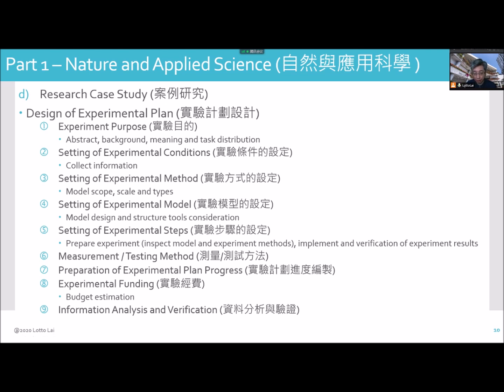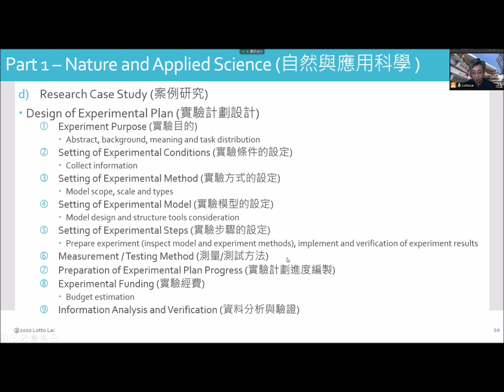Setting the experimental model: what model you design and the structure of tools to consider. And then setting your experimental steps: prepare the experiment, inspection of the model or experimental method, and implement validation of the result.